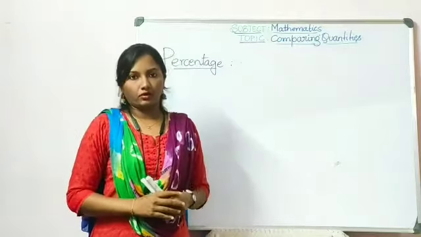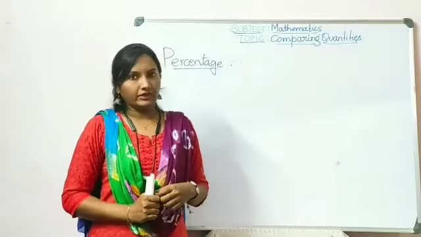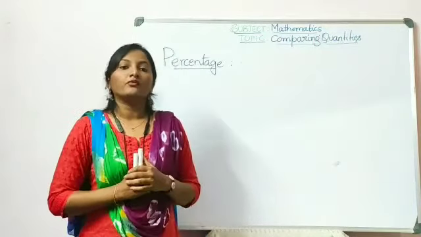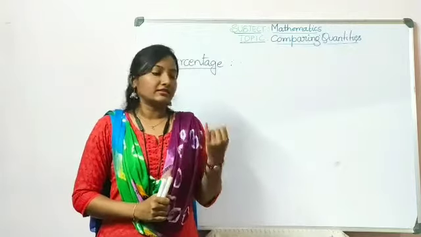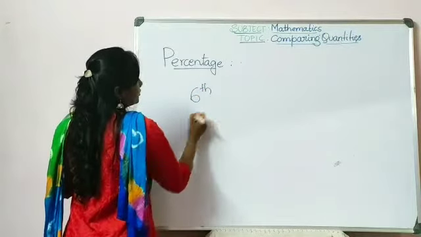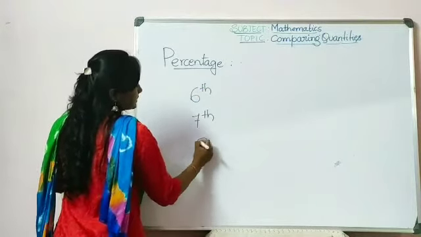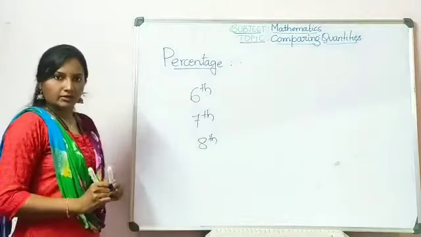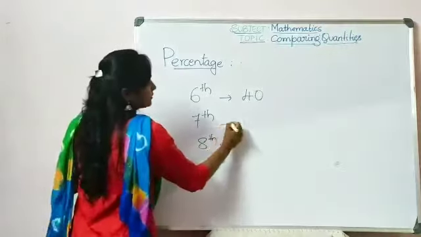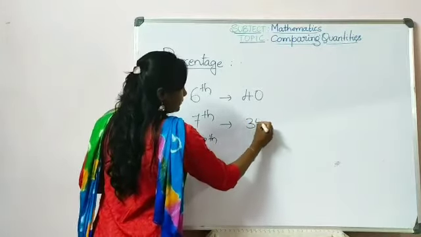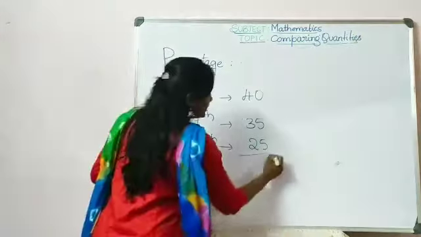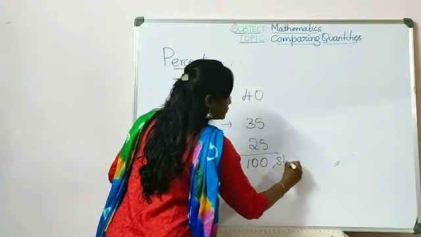It is very easy to find out percentage when the total number given is 100. Suppose, imagine there is an exhibition going on in your school which is conducted by the grade 6, 7 and 8 students. So from 6th standard, say there are 40 students, and from 7th standard there are 35 students, and from 8th standard there are 25 students. So in total there are 100 students.